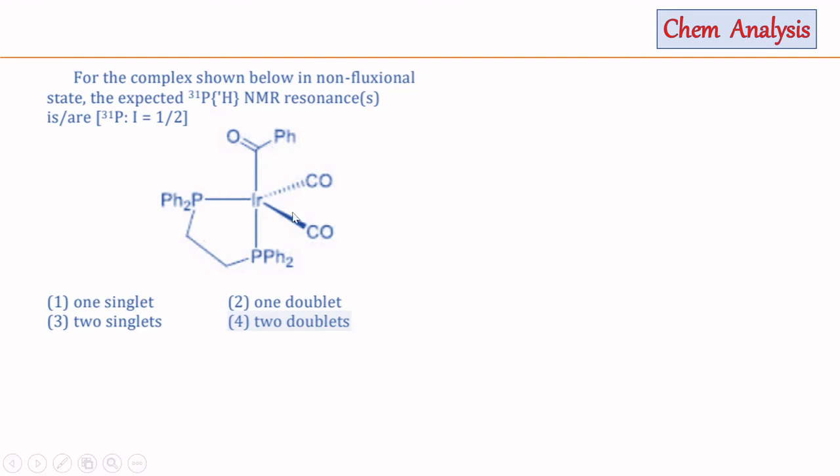Here in the given non-fluxional complex you have to tell about the number of resonances in the 31P NMR, where, since within the bracket there is 1H, that means proton decoupled 31 phosphorus NMR, and for phosphorus I is equal to half. Now in this case you can see that this phosphorus is 2 bonds apart from this phosphorus, and since 2J PP coupling is allowed, this phosphorus atom will be coupled with this phosphorus atom and will be split in the NMR spectrum.